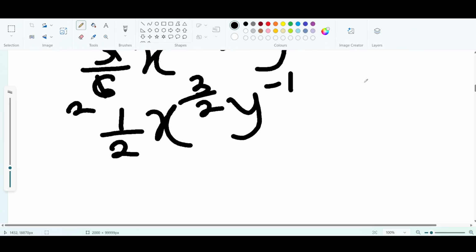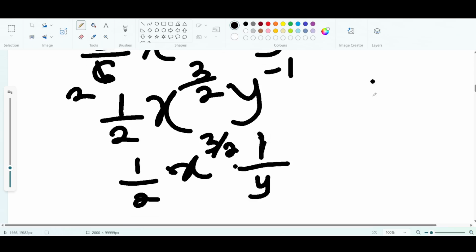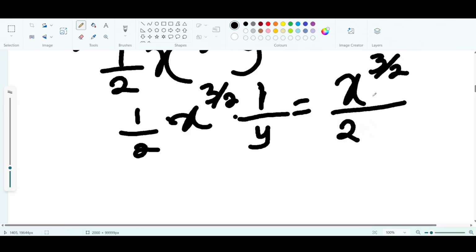So as this one is, we can apply the fourth law of indices. y raised to the power minus 1. 1 all over 2, x raised to the power 3 all over 2, then y all over y. So eventually this becomes x raised to the power 3 all over 2 all over 2y. So this is the final answer.